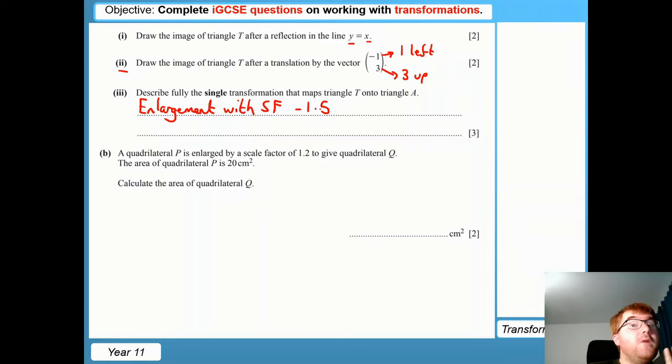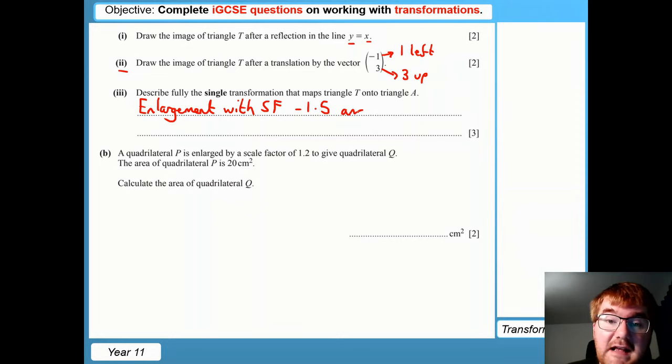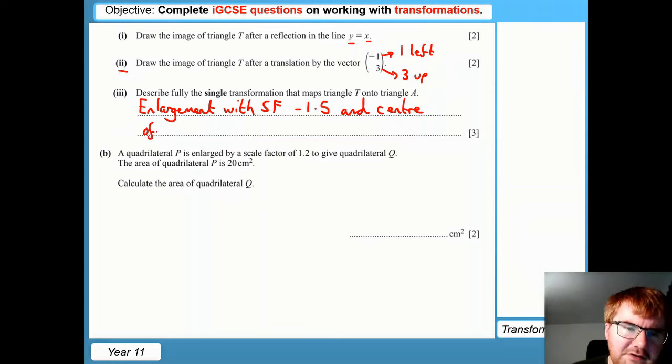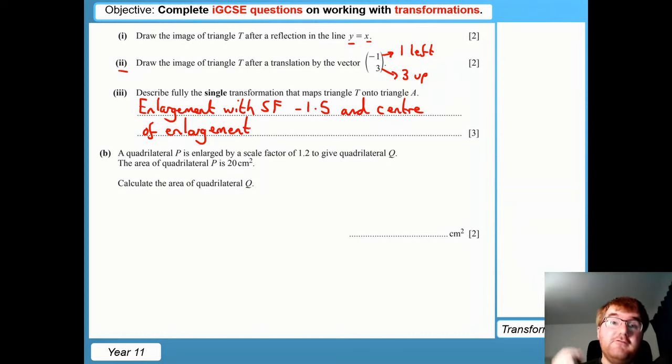However, just like with a rotation, we need to find the center of it. So in this case, the center of enlargement. And the way that we do this is slightly easier than if we actually had a rotation.